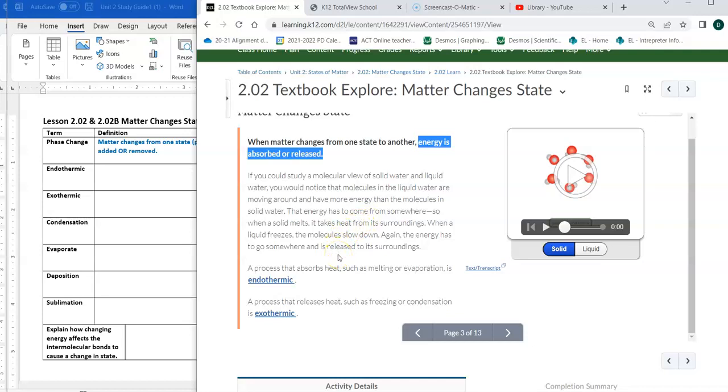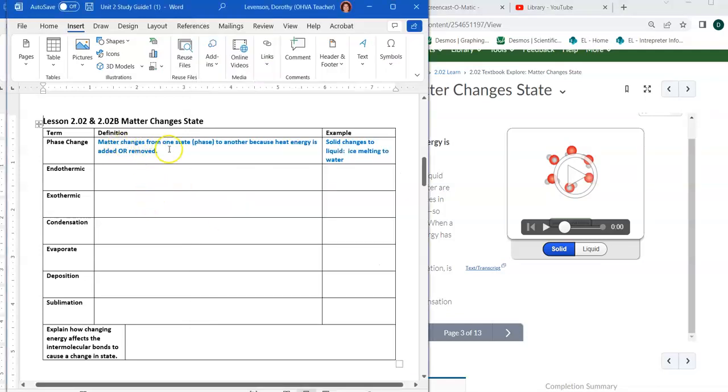So let's get a little more specific, talking about a phase change. What is a phase change? All right, it's matter changing from one phase to another, like a solid to a liquid to a gas.